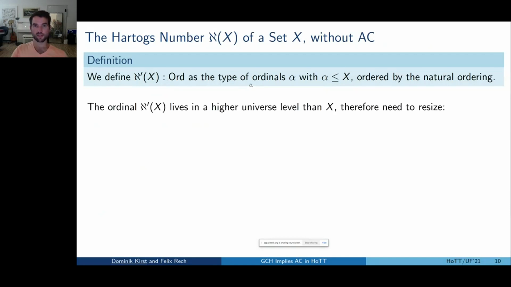And then in set theory, you would have to show that this is in fact a set, so it's small, because if you just write it down like this as a class, and here in type theory, we have something similar, because here we increase the universe level because we quantify over all ordinals. And what we need is a construction staying on the same universe level such that we can repeatedly apply it.